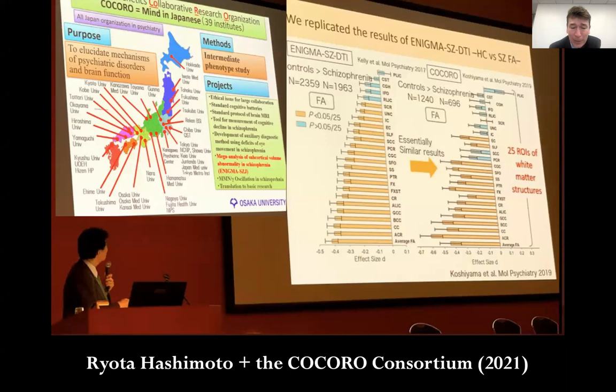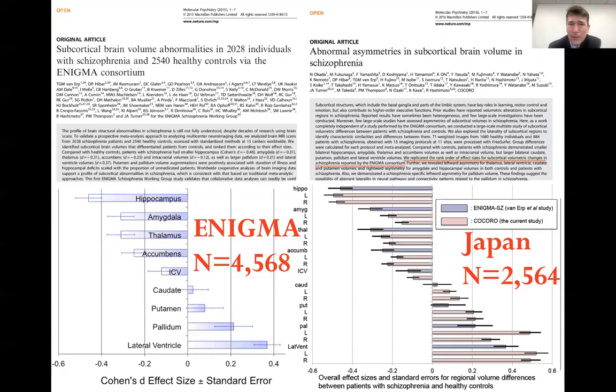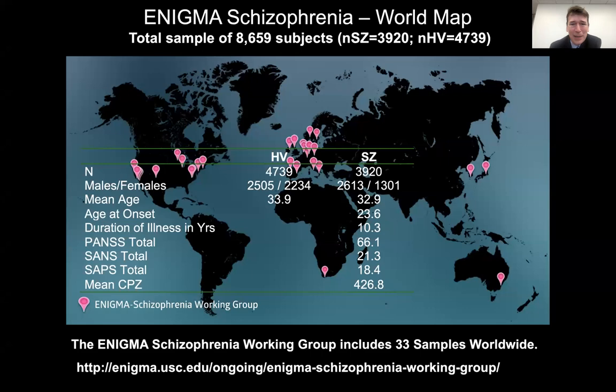It was led by Ryota Hashimoto in the Kokoro Consortium in Japan. Exactly the same pattern of results was found. What's interesting is that if you rank the brain metrics for effect sizes for differences, in this case in schizophrenia, the rank order of brain measures, these are subcortical volume measures, is almost exactly the same whether the study is done across ENIGMA or with independent data from Japan. That's very interesting, that it replicates so well.